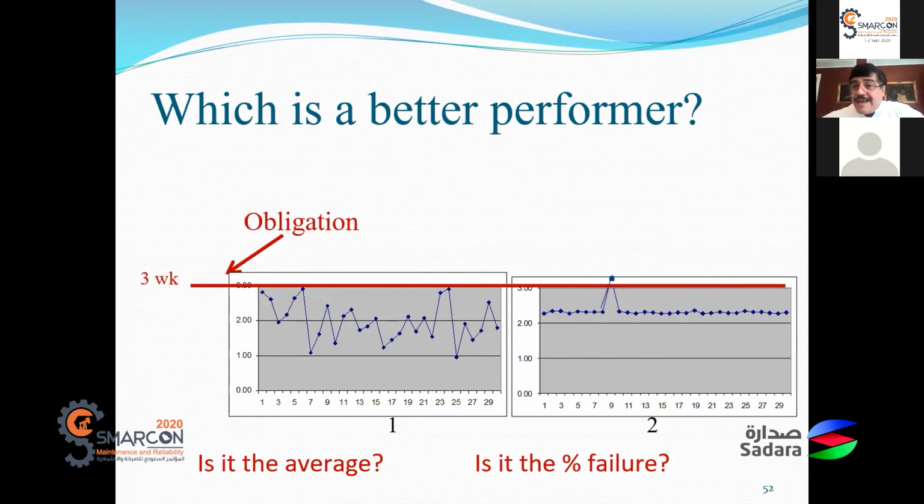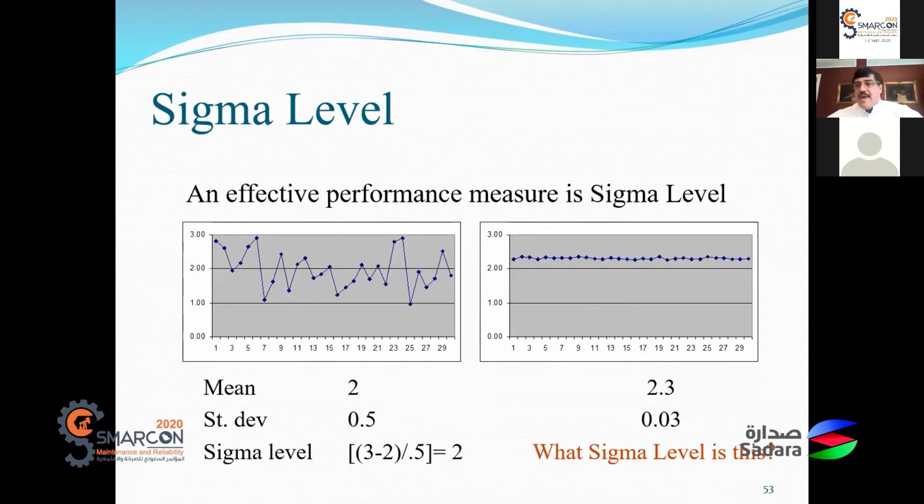The way to calculate it, very quick, is this is how you calculate risk. And it's all about sigma and so on. The way to calculate this is you take your mean, and this is your obligation. You see the distance between this guy and this guy here. So the distance is 1 here. You divide it by the standard deviation, and you get a sigma level of 2. So this is a 2 sigma performance here.